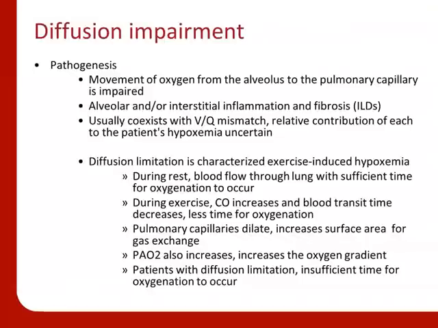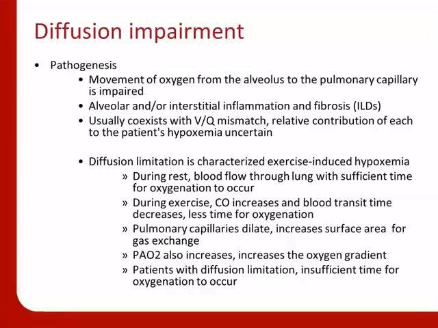The next one is diffusion impairment. With this, you have oxygen that moves from the alveolus through the pulmonary capillary membrane, and that becomes altered or impaired. The most common things are anything that affects that alveolar pulmonary capillary membrane interface. So interstitial lung disease, interstitial inflammation, pulmonary fibrosis, and then anything that affects the alveolar space. So usually it goes along with VQ mismatch as well, and the combination of VQ mismatch and diffusion impairment determine how hypoxic a person gets.